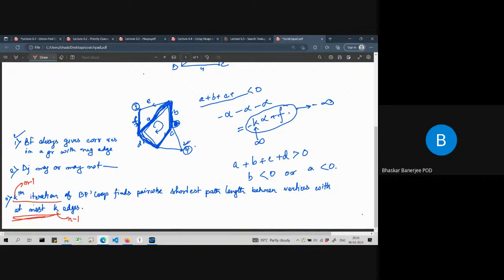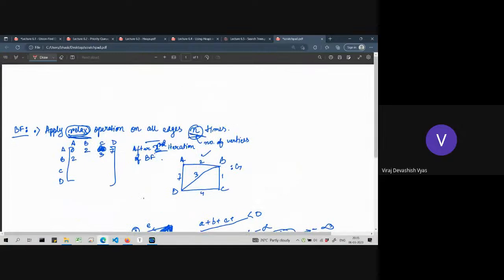And we anyway said that any path between any pair of vertices cannot have more than n minus 1 edges. So what do these two statements infer? That if I run my Bellman-Ford loop n minus 1 times, that gives me the shortest possible path in the graph between every pair of vertices. So why am I running it one more time? To check for negative cycles, because if we run it one more time, the value will decrease by one more unit.